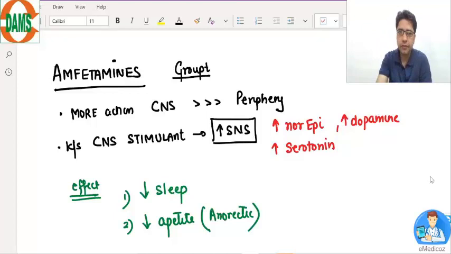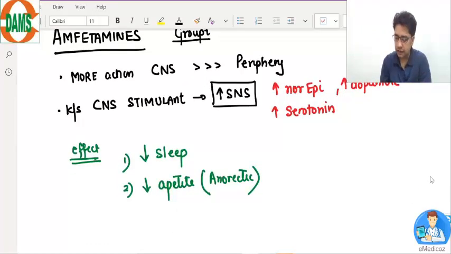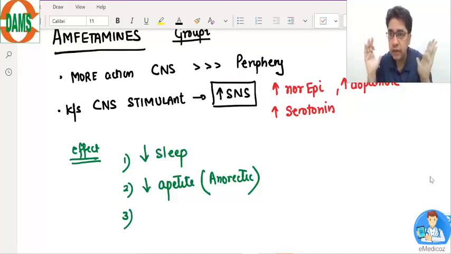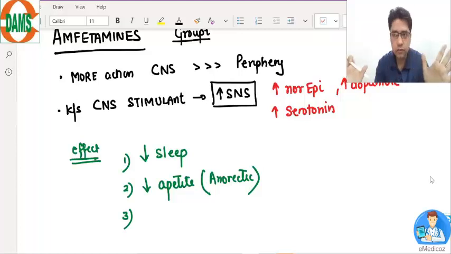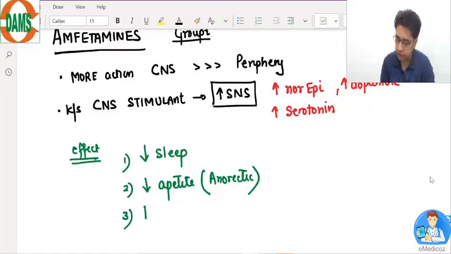Third point we will write, if the dog is after you and you are running to save your life, what will happen to your attention span or concentration span? If there is increase in sympathetic activity, you will not love to sleep, you will not love to eat. But what will happen to your attention span? Can we say it will increase your attention span?